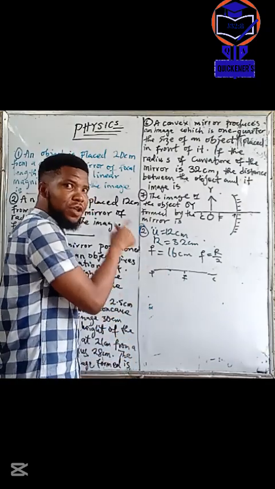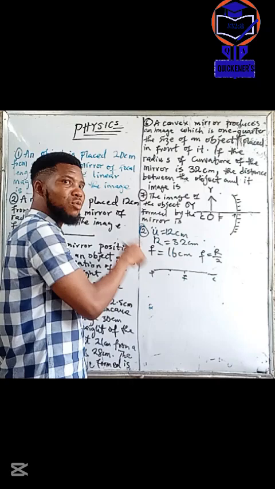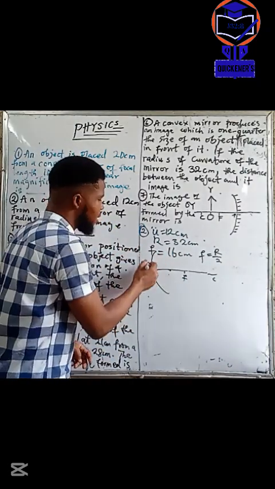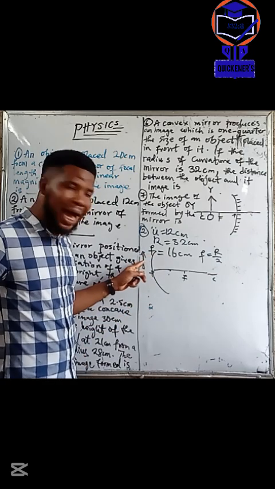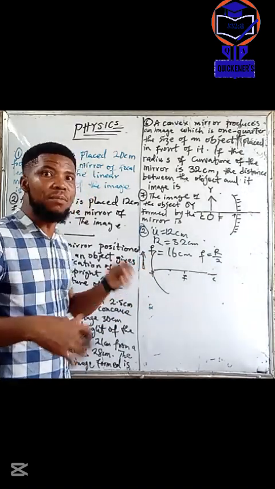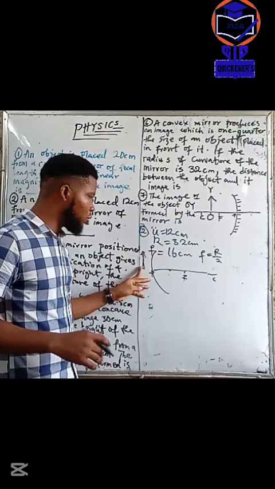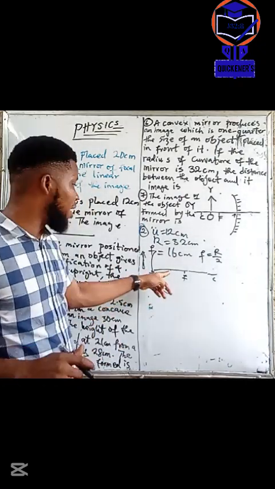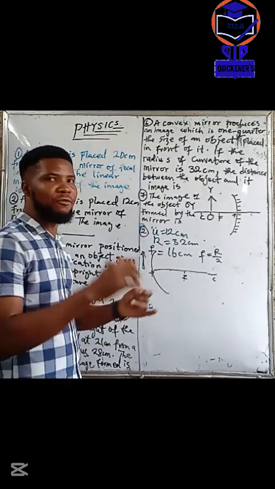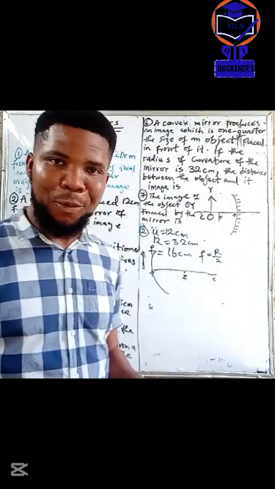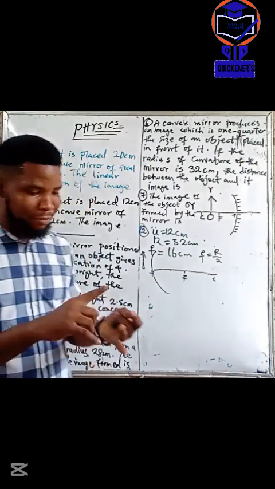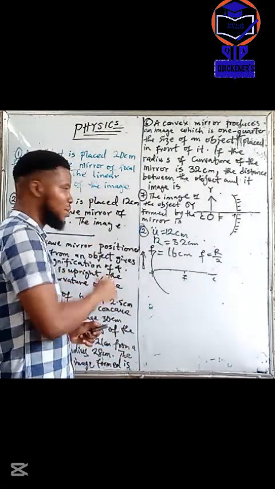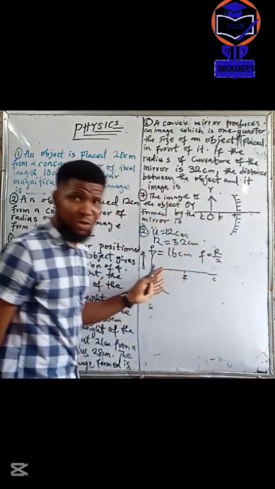So, the image will be virtual. It will form behind the mirror, and this virtual image will be magnified. Whenever the object is placed between F and P, the image is virtual, magnified, and upright. Are you getting it? And it is behind the mirror. That's the answer to that question.